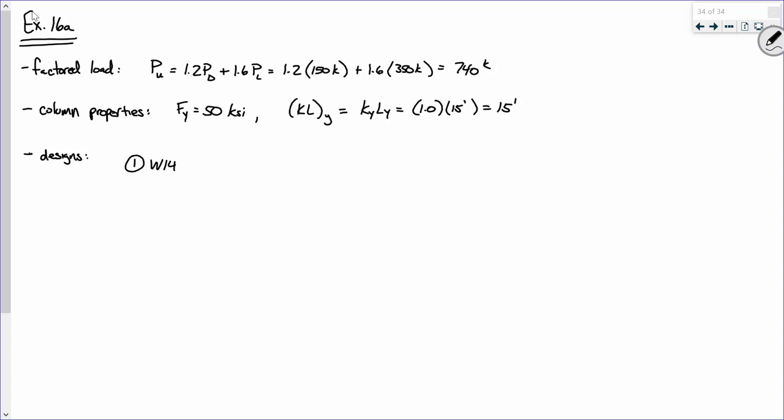Okay, so I want you to go through the W14s. Now, keep in mind we're using a constant KL of what? 15 feet. And I want you to tell me what is the lightest W14 shape that will work. Okay, you say W14 by 90. Now, do I have a second on that?